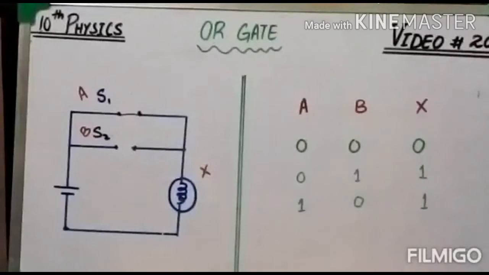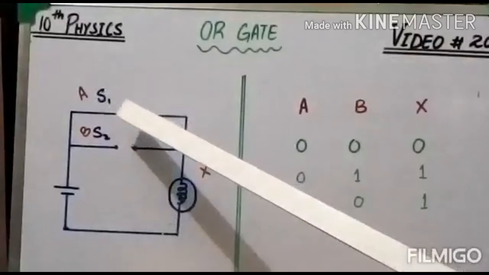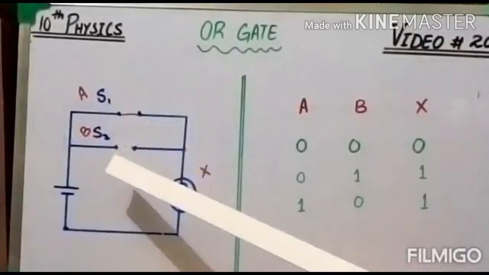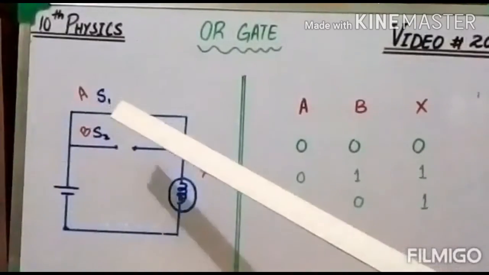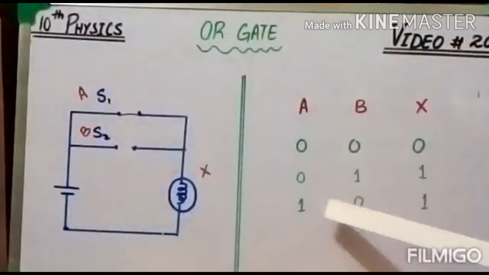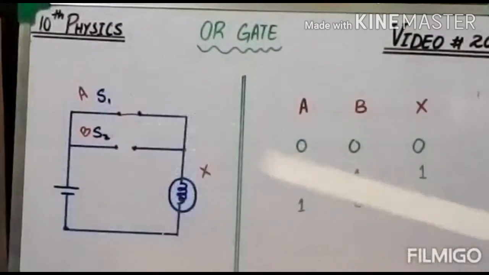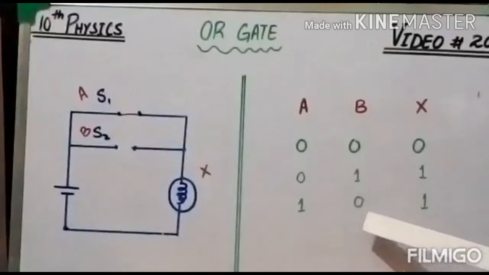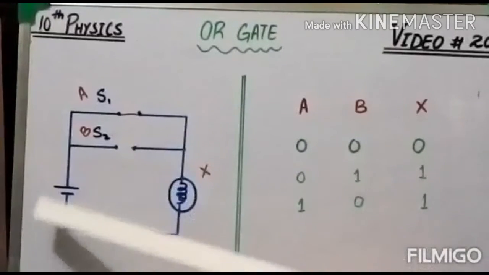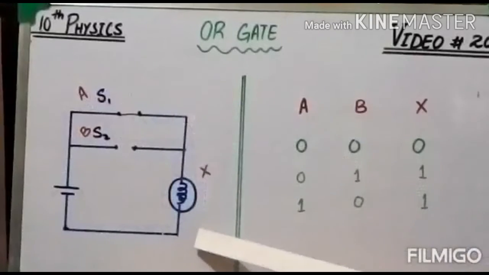Now the third possible situation is when the switch S1 will be closed and the switch S2 will be open. When switch S1 is closed, the input A will be 1, and switch S2, the input B, will be 0. Now here this path will be available for the flow of current. The bulb will glow and the output will be 1.